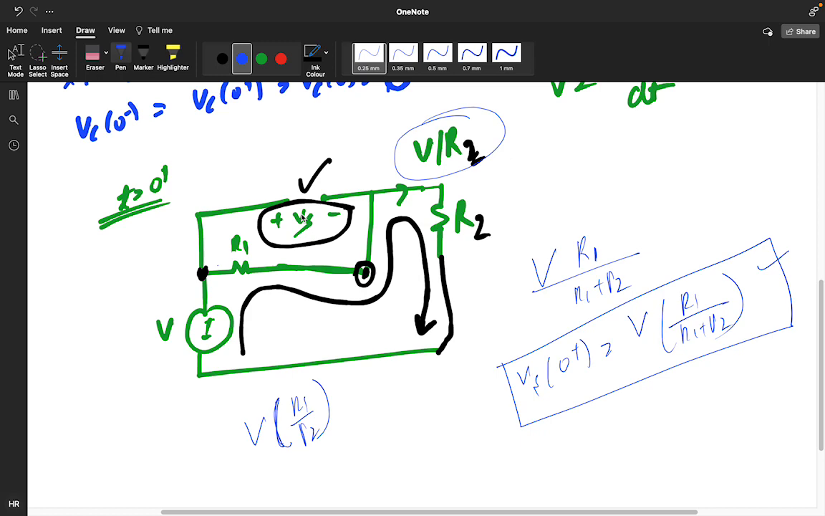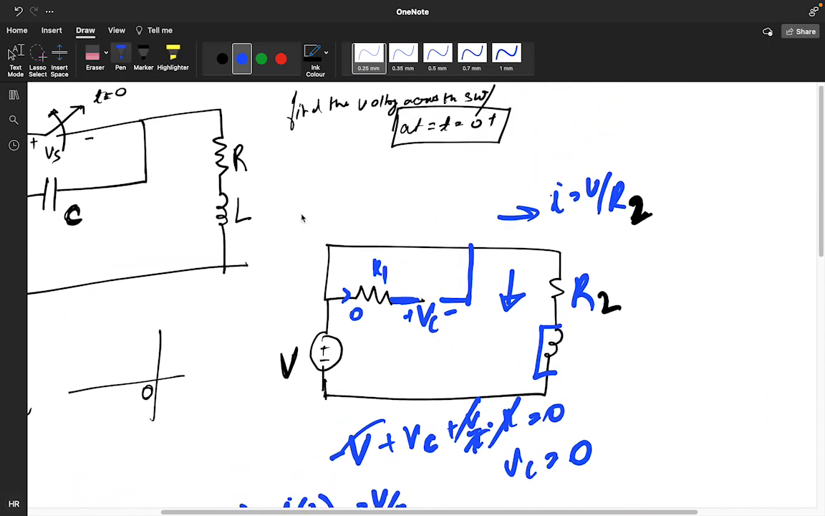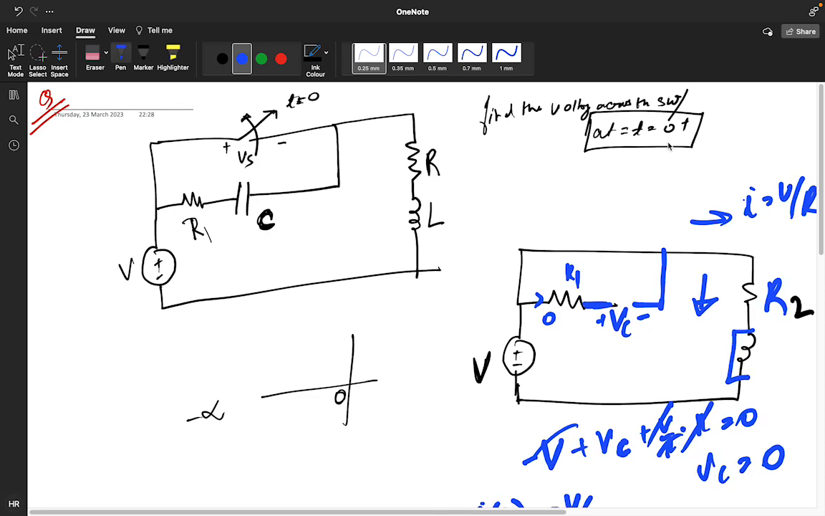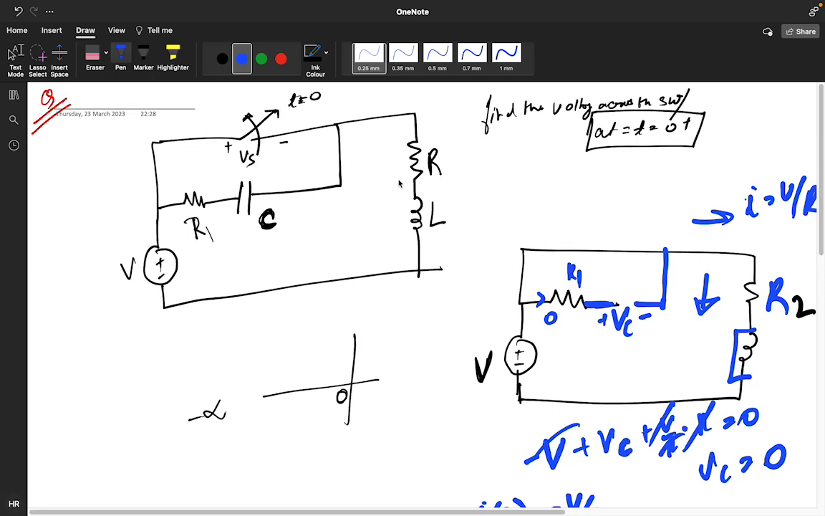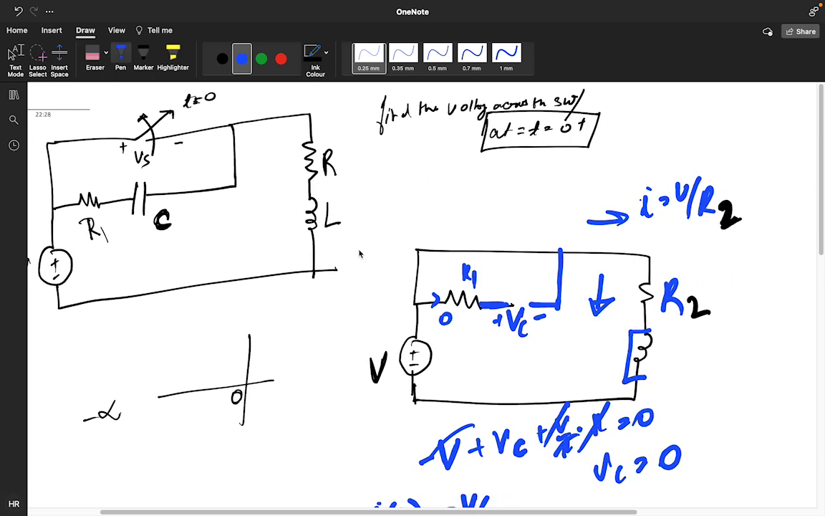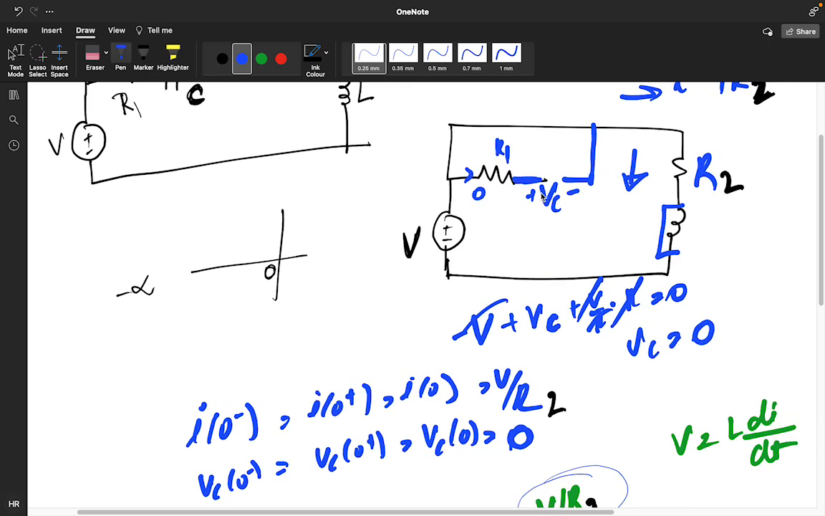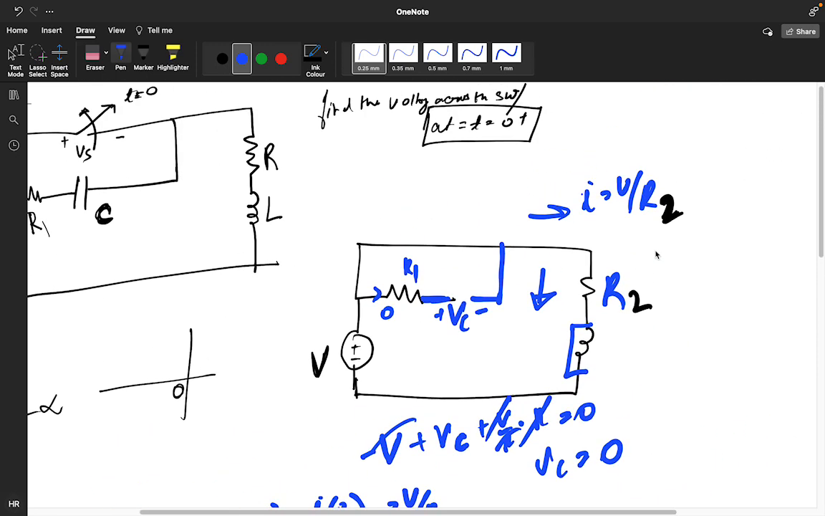We need to find the voltage across the switch. So what I did now, I hope you got this. See, at t equals 0 plus, what is happening? I'm assuming from time minus infinity to 0, my capacitor was open circuited and my inductor was short circuited. If it is open circuited, if it is short circuited, what current will flow? V divided by R2.